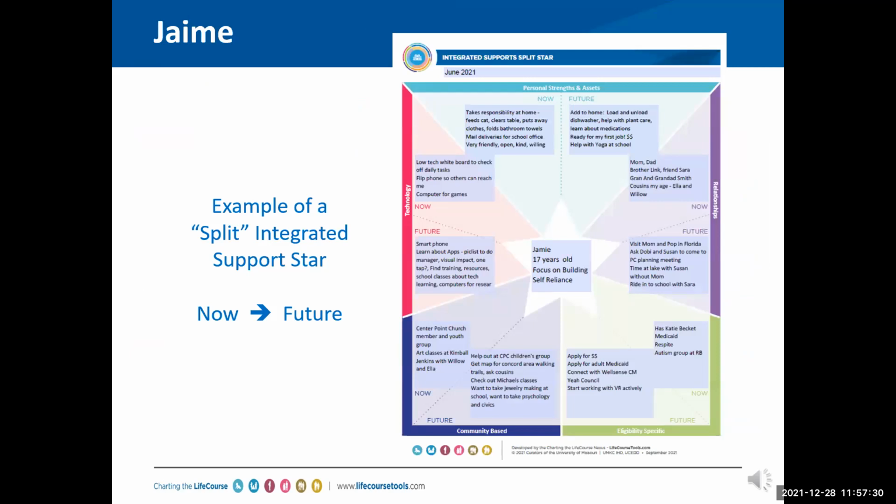This is a quick example of an integrated support star. So this is another version of the integrated support star where each section is split into current and future. This allowed Jamie and her family to think about what was currently in place, what are the supports that are in place now. And then when she came up with what her goals were for her next year and her future, they were able to say, okay, the supports to make that happen are not in place right now. So what do we need to do in the future? What are some of the supports we need to explore and add in all of these sections to allow her to meet her goals?